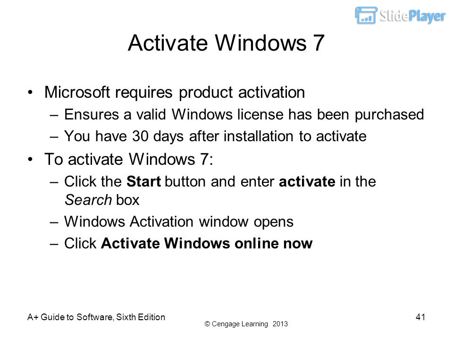A+ Guide to Software, 6th edition. Activate Windows 7. Microsoft requires product activation. It ensures a valid Windows license has been purchased. You have 30 days after installation to activate. To activate Windows 7, click the Start button and enter Activate in the search box. The Windows activation window opens. Click Activate Windows Online now.